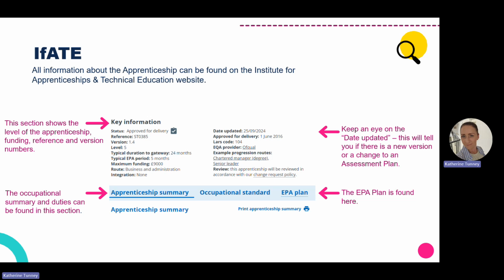Further down, you'll notice that you've got the occupational summary and duties, which can be found in the apprenticeship summary section. And on the right-hand side here, you'll see that there's an updated date. You need to keep an eye on that, as it will tell you if there's going to be any new versions or a change to an assessment plan. And the EPA plan can be found underneath that, and it can also be printed off as well. So it is good to familiarise yourself and keep an eye on the IFATE website to see if there've been any updates or changes.